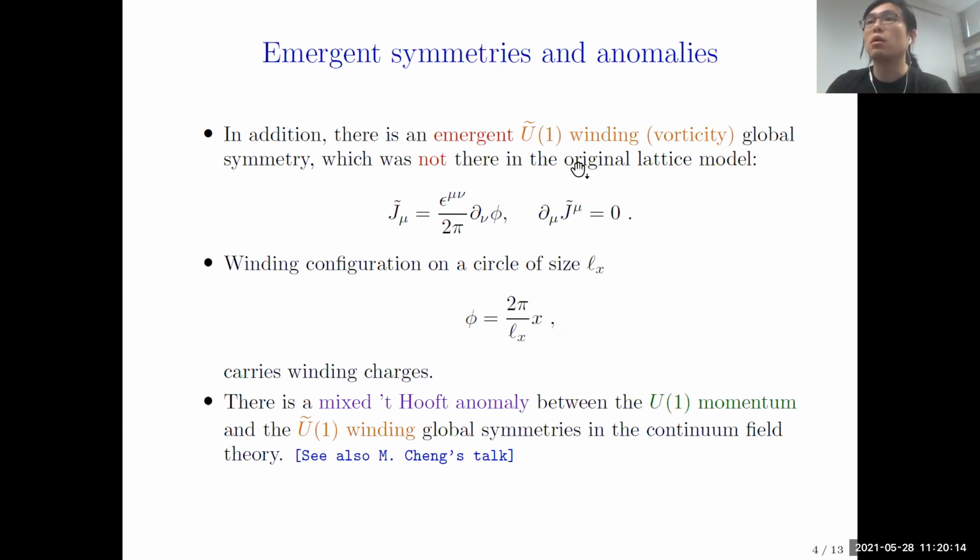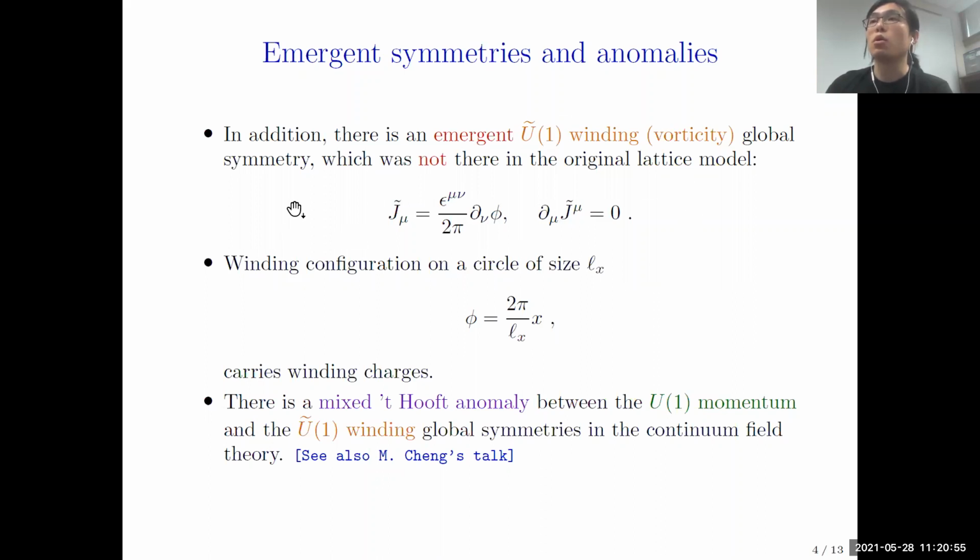And one way to understand this emergent winding global symmetry is to construct its current explicitly. So its current J mu is given by epsilon mu nu d nu of phi. It's very easy to see that this current satisfies the current conservation equation, because if we hit this J mu with d mu, we will see that the current conservation equation is obeyed identically. So here I call it a U1 winding symmetry following the terminology of string theory / Heinrich theory. And in condensed matter, one can also call it vorticity.